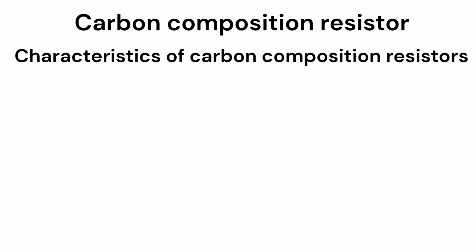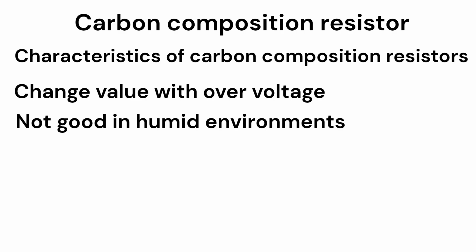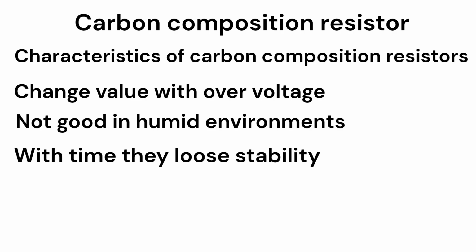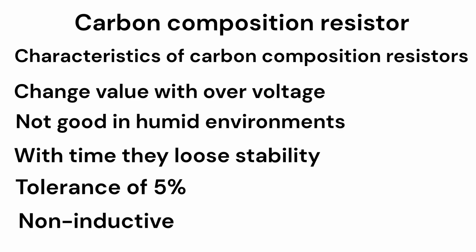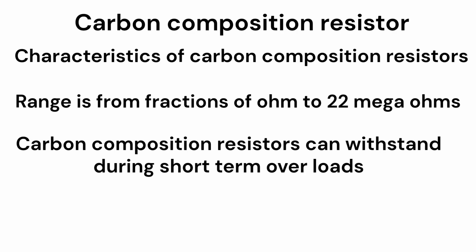Characteristics of carbon composition resistors are: they change value with over voltage. They are not good in humid environments. With time, they lose stability. They have 5% tolerance. They are non-inductive. The range is from some fractions of an ohm to 22 mega ohms. They can withstand short-term overloads.